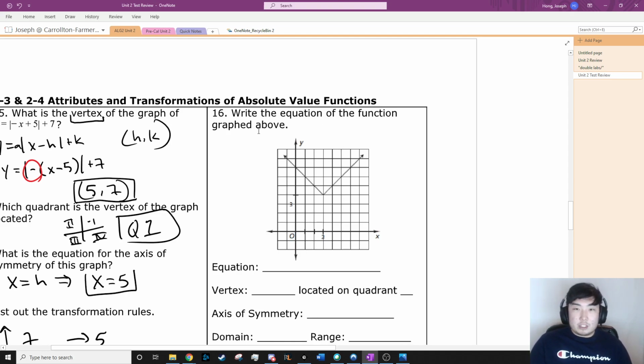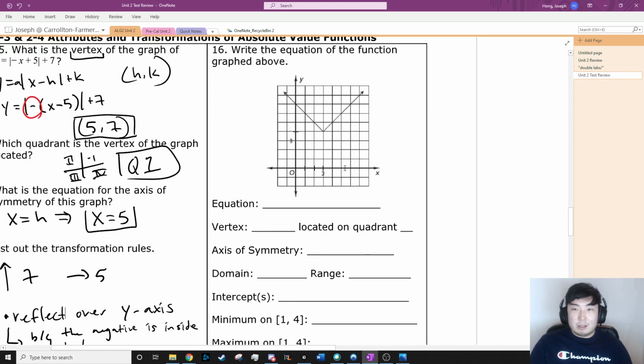Write the equation of the function graphed above. Well, it should really say it below, but you know what I mean. So in this problem, instead of giving you an equation, they gave you a graph, and this might be harder because you can't start off by graphing this.